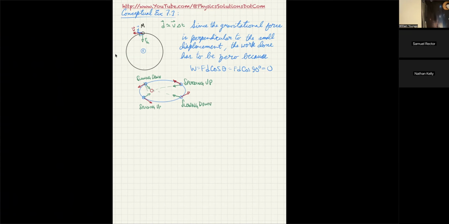So you can see in all four of those, there is actually work being done, but in the case of the moon, there's not been work being done. So the actual work being done is none at all. Any questions on that?